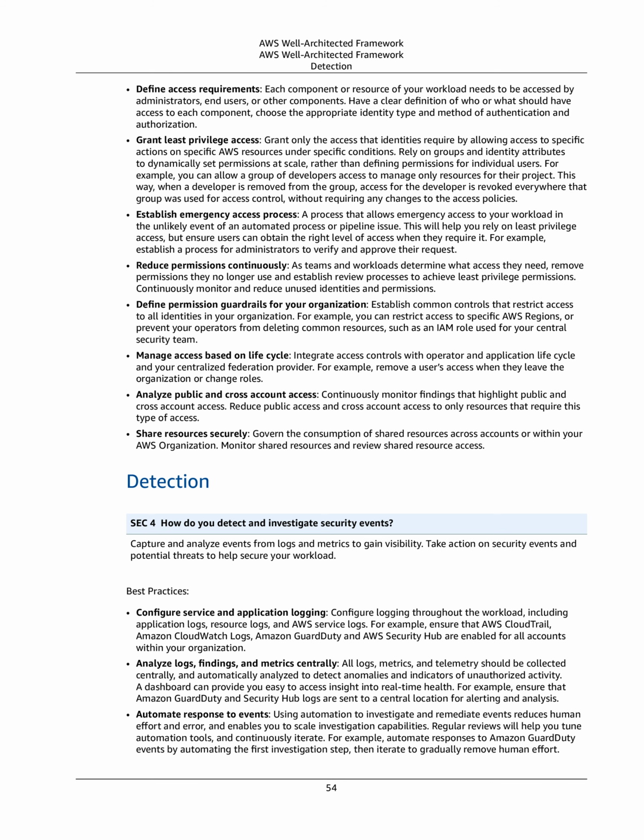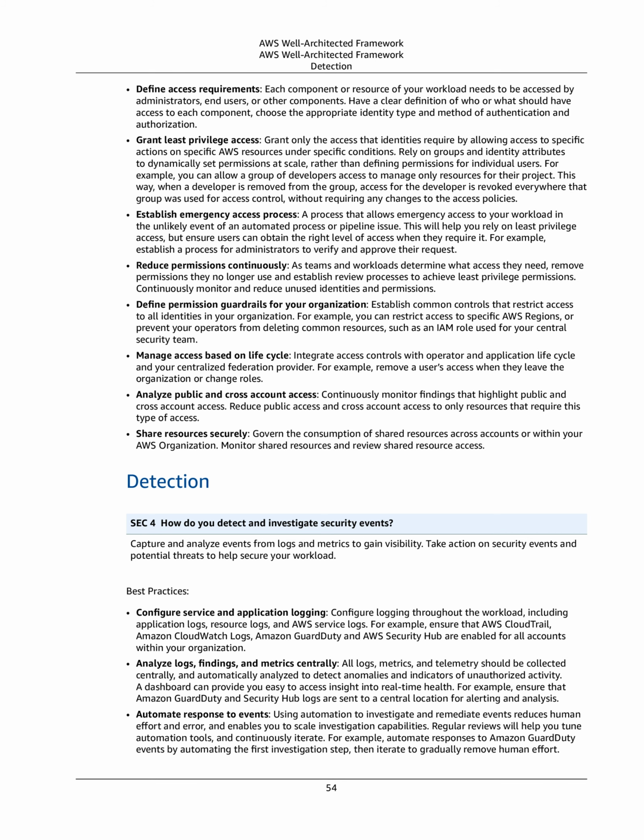Reduce permissions continuously, as teams and workloads determine what access they need. Remove permissions they no longer use and establish review processes to achieve least privilege permissions. Continuously monitor and reduce unused identities and permissions. Define permission guardrails for your organization.